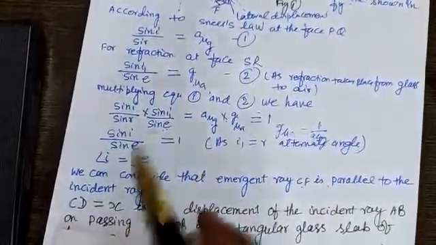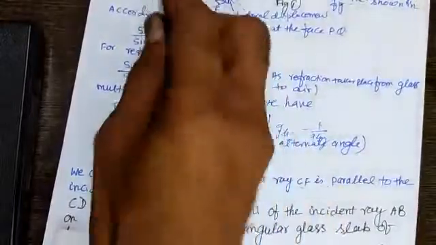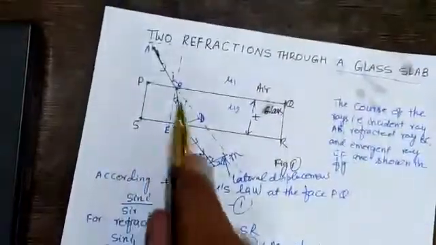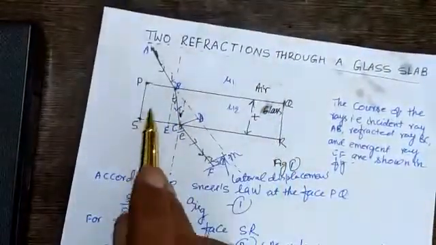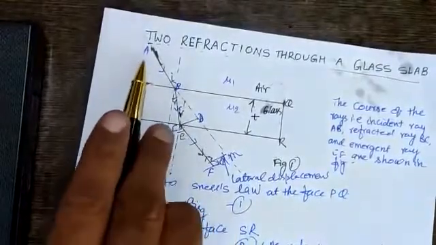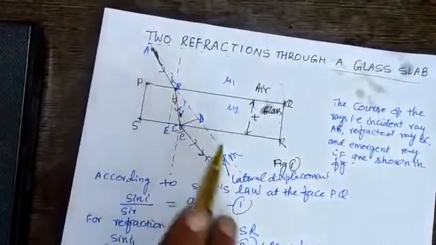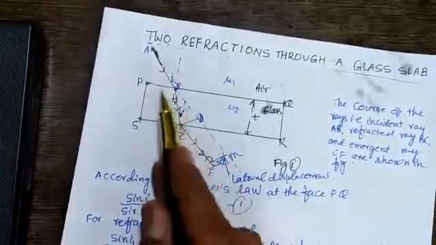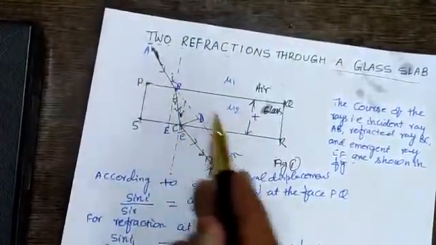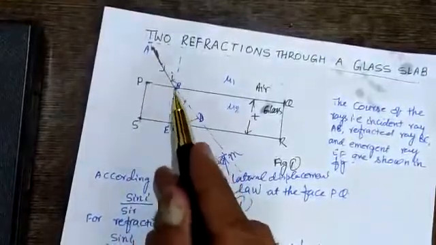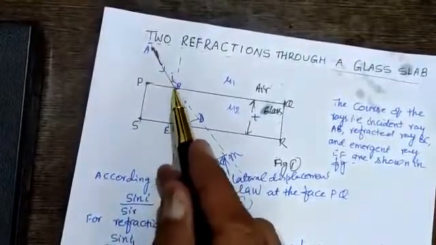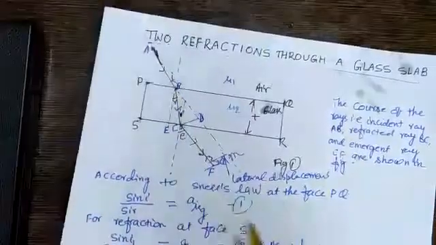Here you will find that if there were no rectangular glass slab, then light would have traveled straight, in the direction of ABM. But due to the presence of the glass slab, which behaves as a denser medium, this ray is bent towards the normal. So there is a bending.